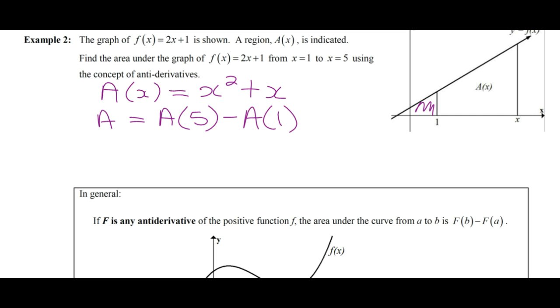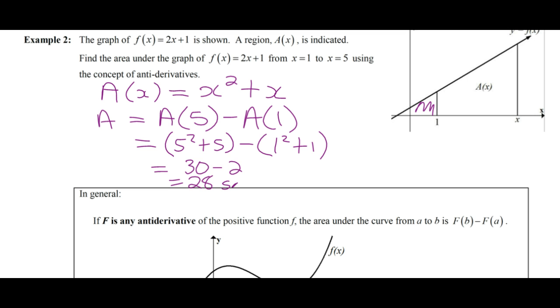Okay, so A of 5, we got 5 squared plus 5, minus A of 1, which is 1 squared plus 1. Judicious use of parentheses, so that I've just separated out, here's A of 5, especially because we are subtracting. Which is 30 minus 2, gives us 28. So that area is 28 square units.